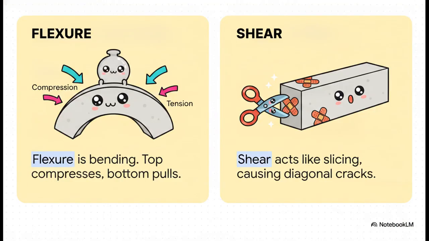Before we start running any numbers in our software, we have to understand the fundamental physics of the two major forces we're battling here. It's actually really fascinating to contrast these two completely distinct types of failure. Flexure is essentially bending. Imagine pushing down hard on the middle of a beam. The beam wants to smile. The top gets squeezed together into compression, and the bottom is pulled apart into tension. Shear, on the other hand, acts way more like a slicing motion. It doesn't want to bend the beam. It wants to physically cut it. This slicing force causes aggressive 45-degree diagonal cracking, usually concentrated right near the continuous supports that are holding the beam up.